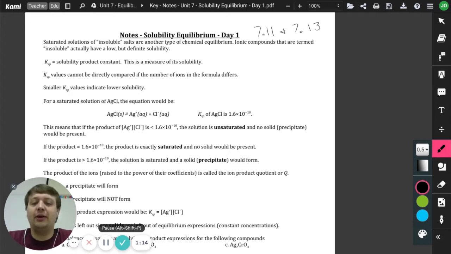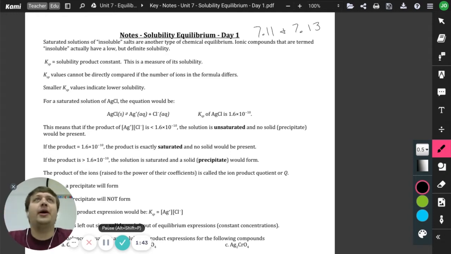So, first off, to do solubility, we need to remember what solubility actually means. Remember that solubility is when we're talking about dissolving in water and actually creating those ions. We know that when we've got saturated solutions, one thing to note is that we do talk about these things called insoluble salts. In solubility equilibrium, the things that we classify as insoluble are actually just a little bit soluble.